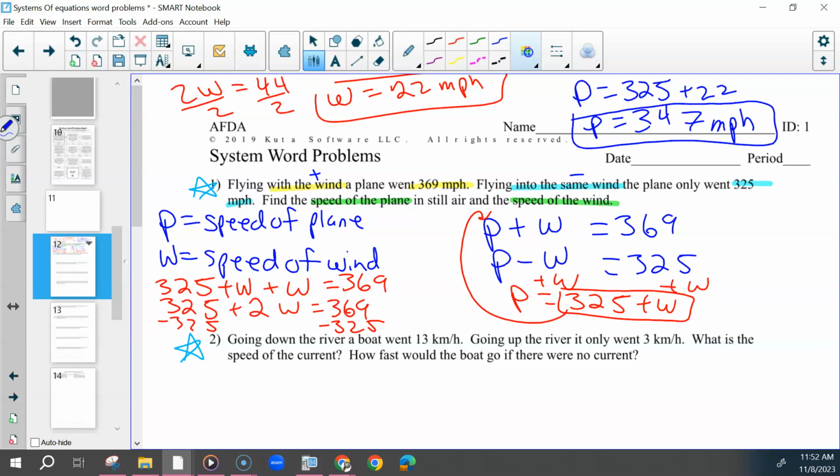So these ones, as long as you know how to set it up, should be easy points for you. The solving is very simple. We're not adding in extra numbers. Do you have any questions about that?